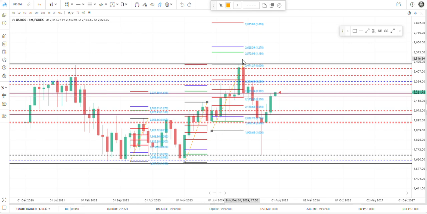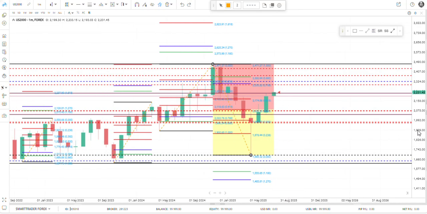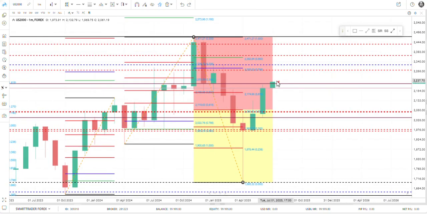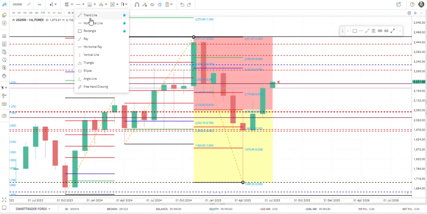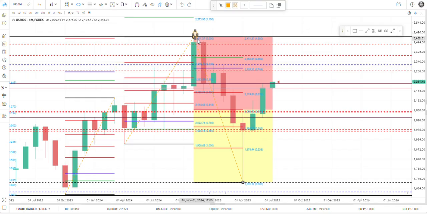So I'm going to do the fib to the downside. So that's where we are. We've had a 60% retracement so far, if we can say that price is heading to the downside. So what I'll do is mark this level here.